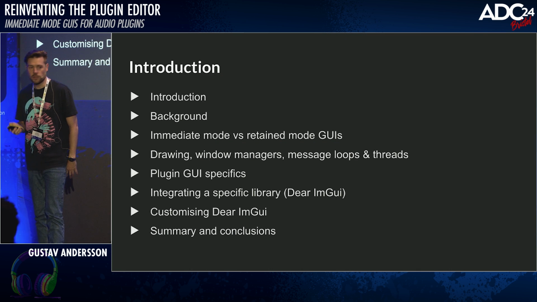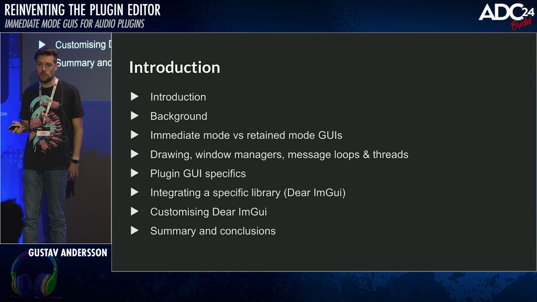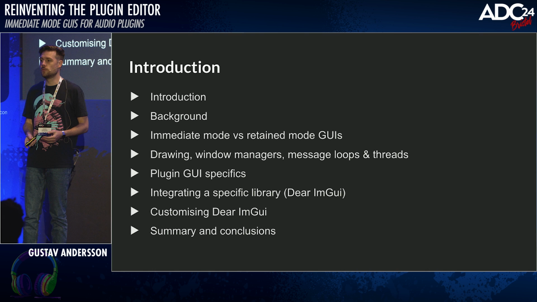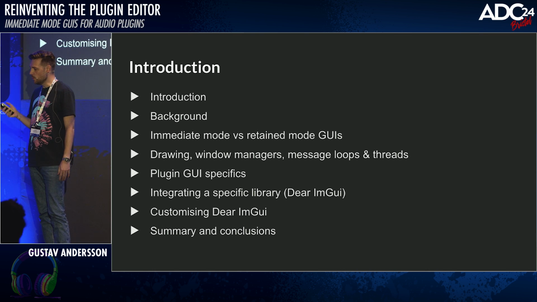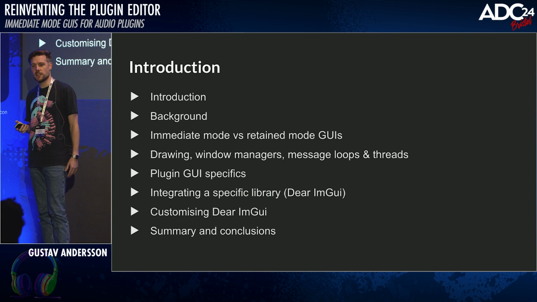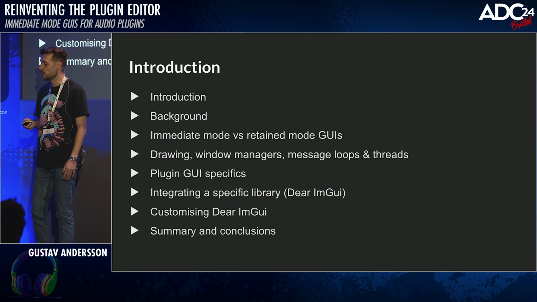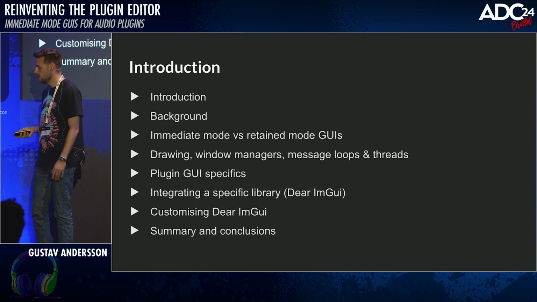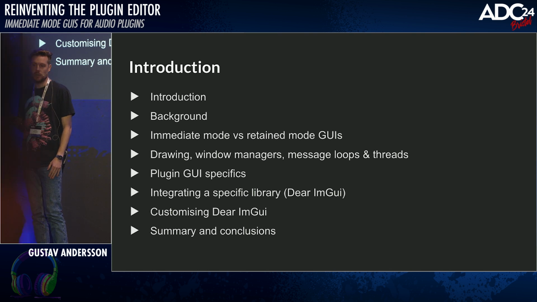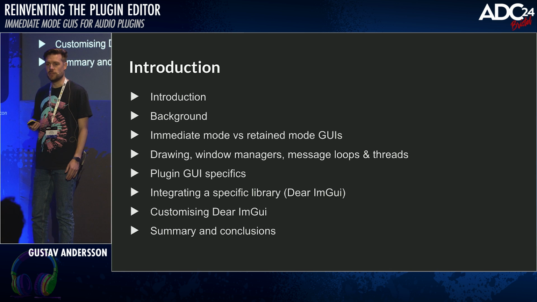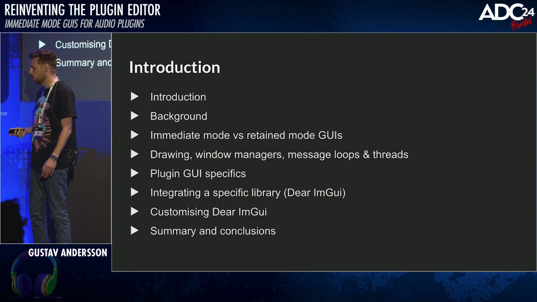This is sort of what we will cover in the next 45 minutes or so. And this talk is, to a large extent, the story of me finding out that there is such a thing as immediate mode GUIs and my adventures in trying to use them in an audio plugin. It's also an excuse to talk about threading, window managers, message loop, and all the sort of things that go on under the hood of a graphical user interface. My intention is that even if you don't end up using any immediate mode GUI, you should still come away feeling that you've learned something about how GUIs are built.